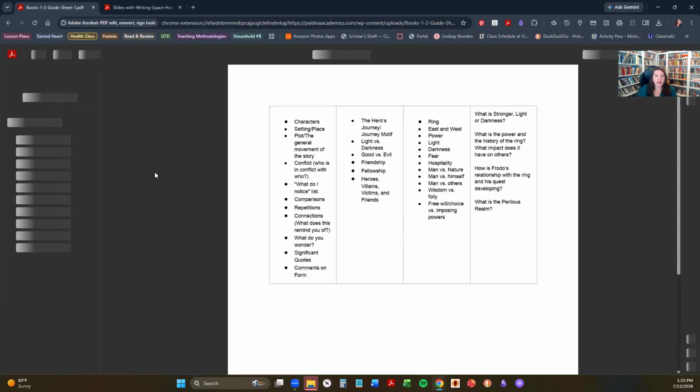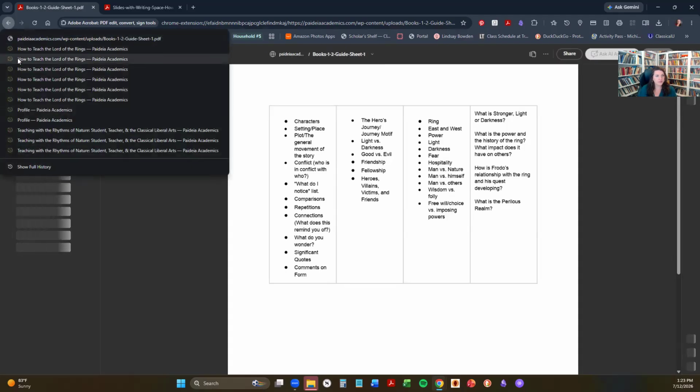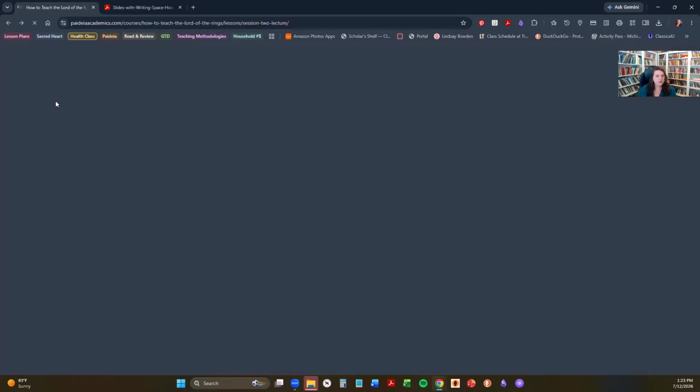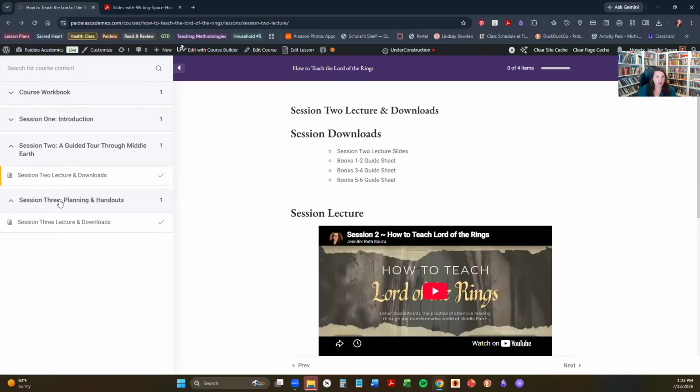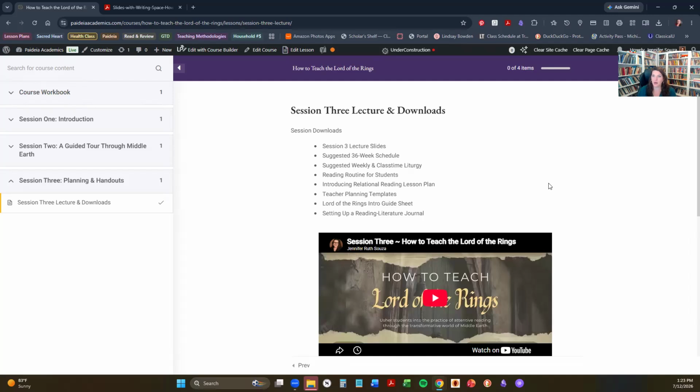And then the last session, planning and handouts. I really get into the nitty-gritty of how to plan this year, different teaching templates, how to order your class time liturgy, a suggested reading plan, how to set up a literature journal, and a ton of Q&A.